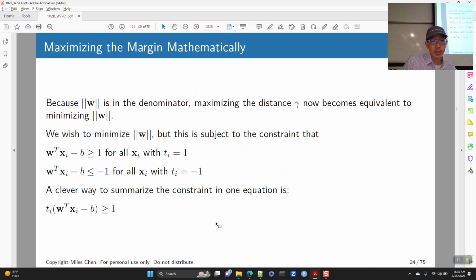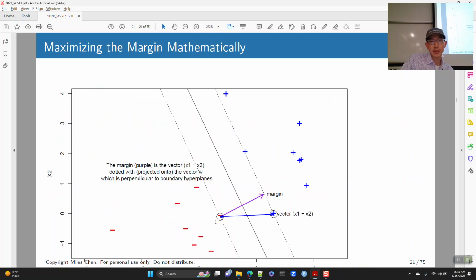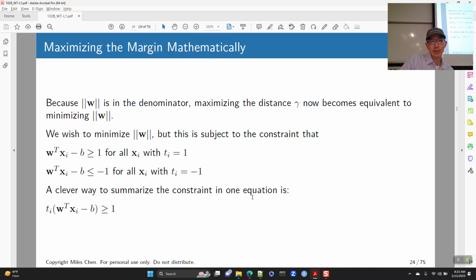So that's where we are, okay? All right, and so gamma has the norm of W in its denominator, and so now maximizing this distance is equivalent to finding the vector that's going to have the minimum norm, okay? Now, we wish to minimize this thing, but this is going to be subject to the constraint that W transpose x minus b is going to be greater than or equal to 1 for all of the points that are labeled positive, and less than or equal to -1 for all the points with the negative sign, okay?